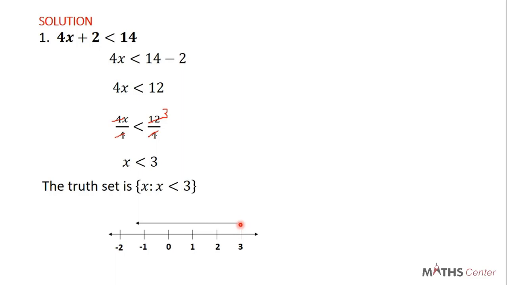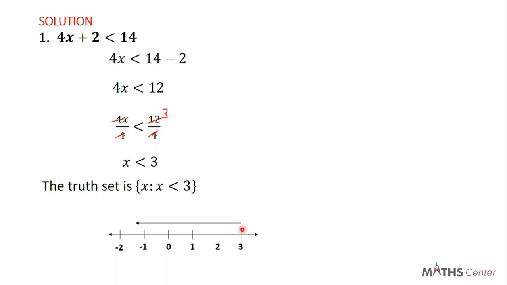You draw an arrow from your answer. The direction of the arrow must be the same as the direction of the inequality sign. Now you can see that this inequality sign, less than, is going this way, so it means that your arrow must also be in the same direction. Your line must be from your answer in the direction of the inequality sign.